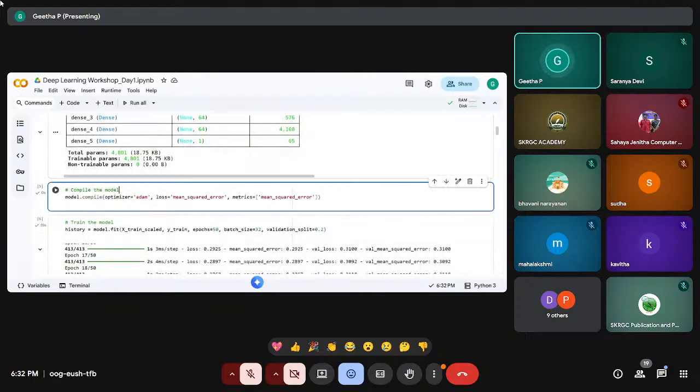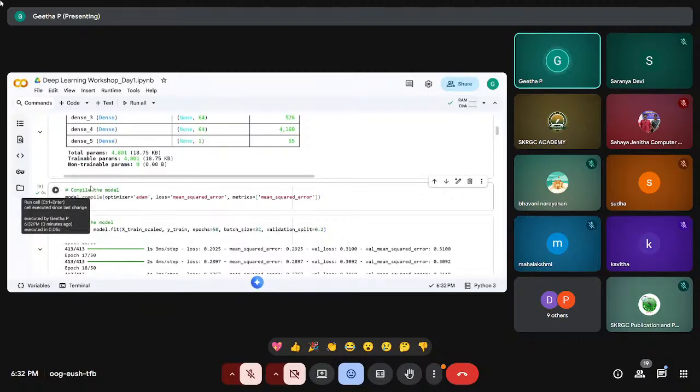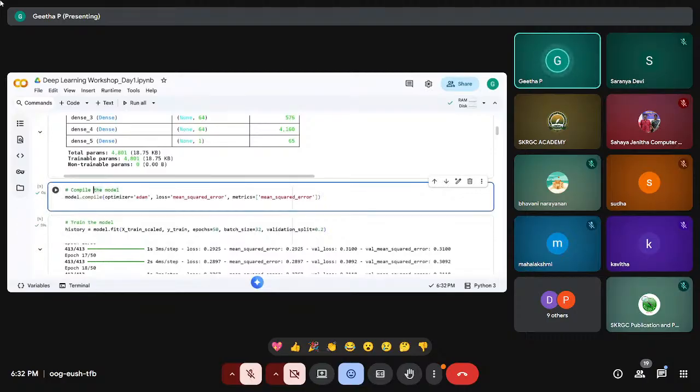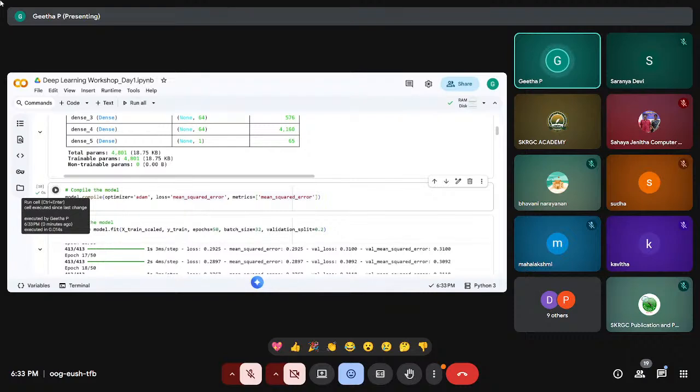Followed by that, we have to compile the model. The compile method configures how the model will train. We have an optimizer, which determines how the model will update the weights. We have a loss function, which we use to minimize, because we have to reduce the loss. And metrics are used to monitor the model during training. The compile function takes the parameters optimizer, loss, and metrics.